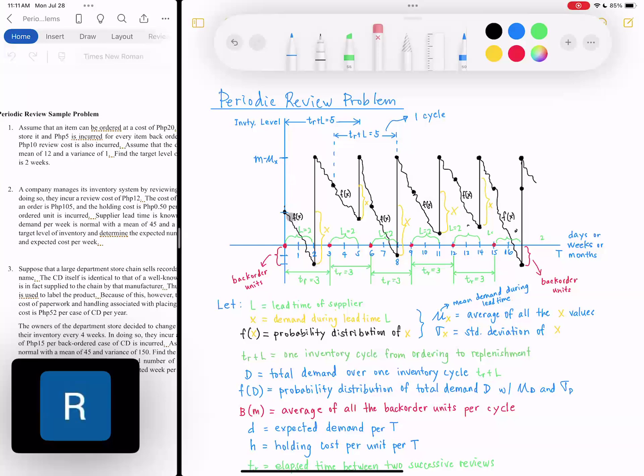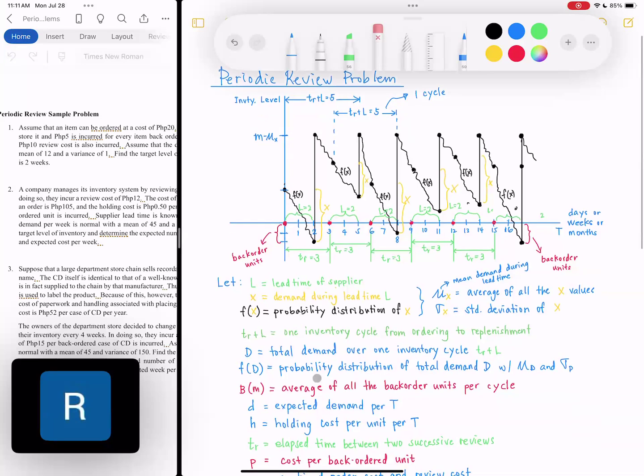So let's say that your review period starts here, okay? Your review period starts here. So when you say review period, and you will see it here, it is the elapsed time between, TR is the elapsed time between two successive reviews. So you will see it here, right? So in this example, TR is equal to 3 weeks. So you will see the timeline written here. It could be days, it could be weeks, it could be months, okay? And that is denoted by capital T.